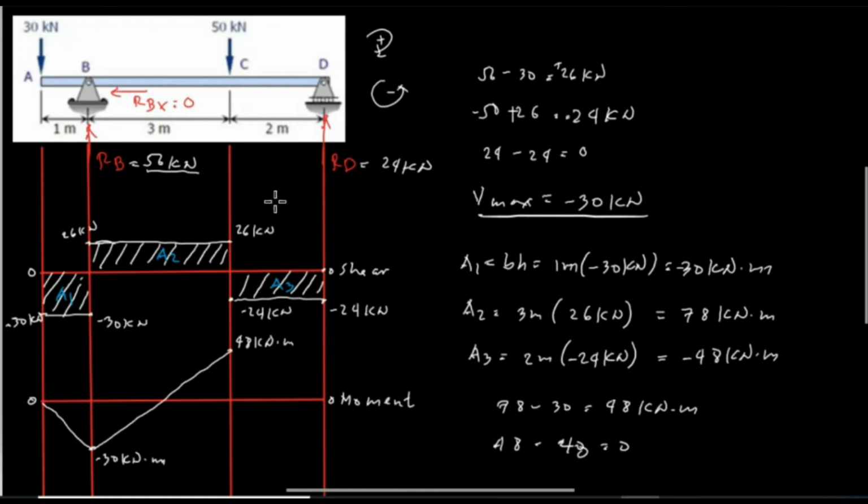And no load from C to D, horizontal line, and the next line is diagonal, which means 48 kilonewton up to 0. So 48, a straight line diagonal, and we need to close the moment. And we have a value of 0. Shaded area.